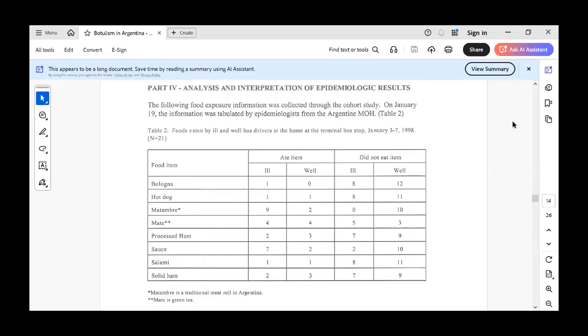I was just about to say, because the description at the bottom says it's a roll, you probably serve a sauce with it. So probably. Okay, so as it turns out, the sauce was not contaminated, but just served routinely with the implicated matambre.